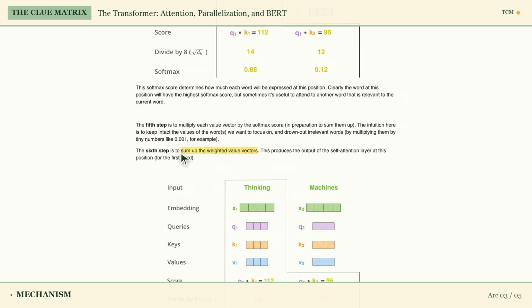Finally, we sum up the weighted value vectors. This resulting vector is the output of the self-attention layer for our current word, enriched with context from the entire sentence. So each word's output is a unique blend of all other words' information, where the blending ratio is determined by the learned attention scores. That's a very rich representation.